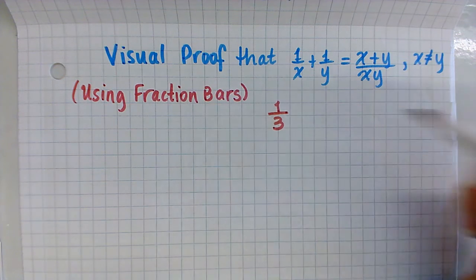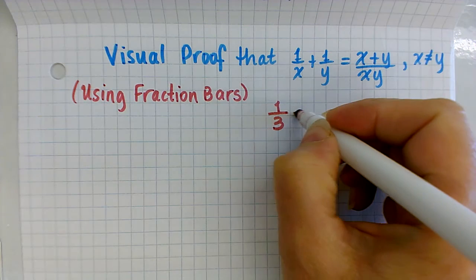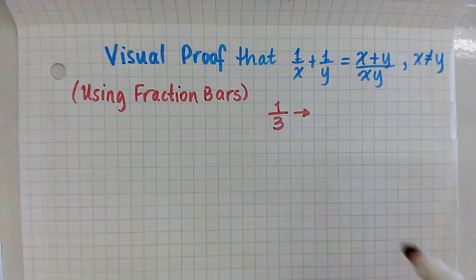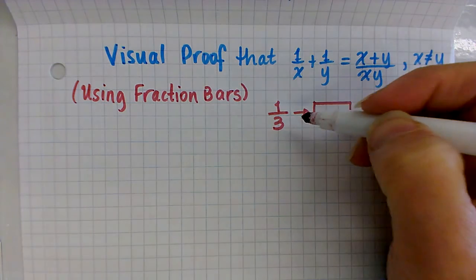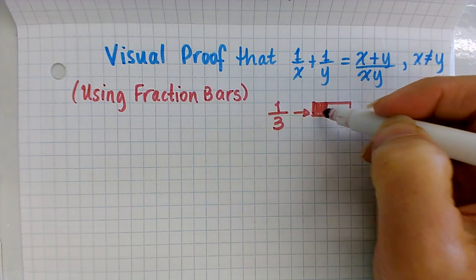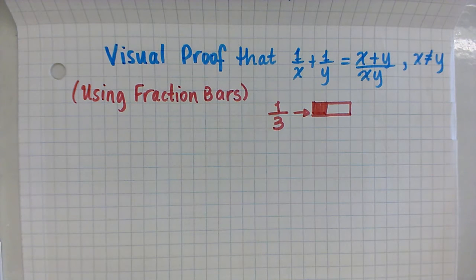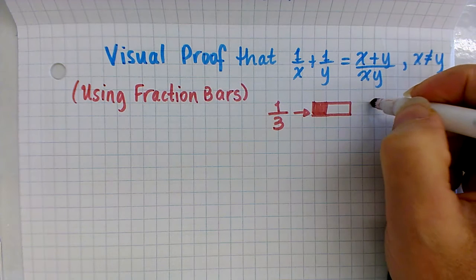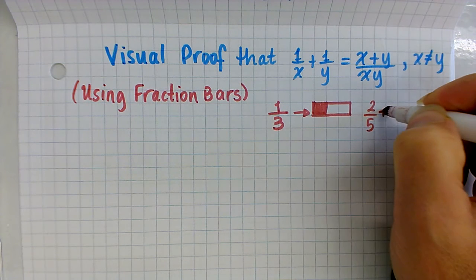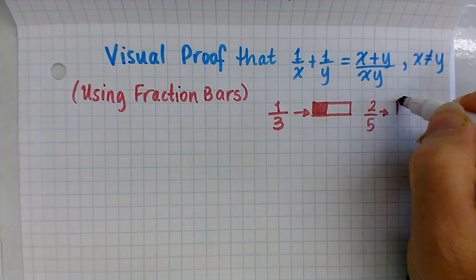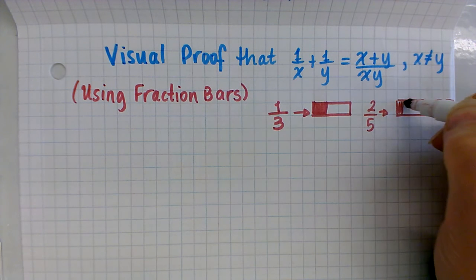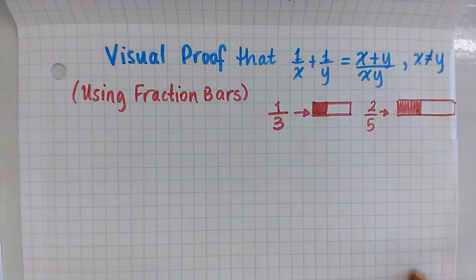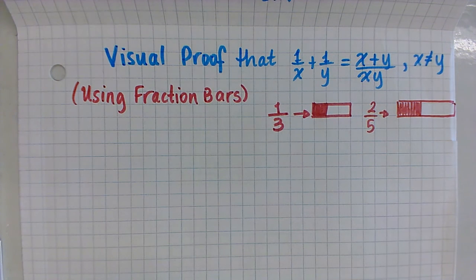An example would be if I was being asked to model the fraction 1/3 using a fraction bar. I would make a little bar that contains 3 squares, and I would just color one of them, and that shows 1/3. 1/3 of the bar has been colored. And if I was showing 2/5, then I would block out 5 squares, and I would only color 2 of those. So that's what a fraction bar is. Now I'm going to show you how it applies to this particular equation.